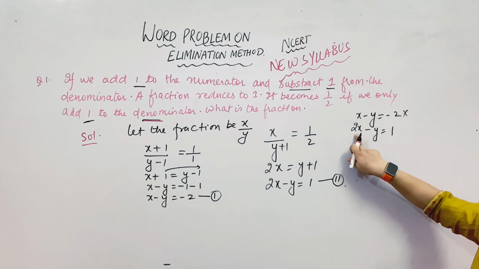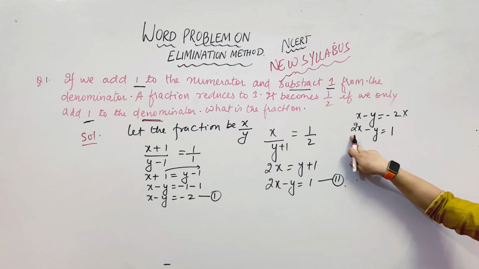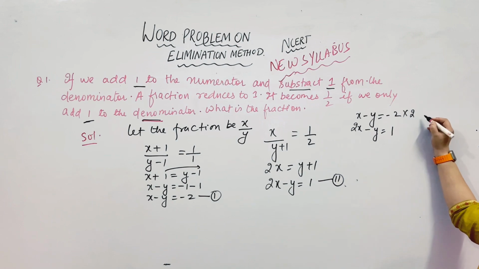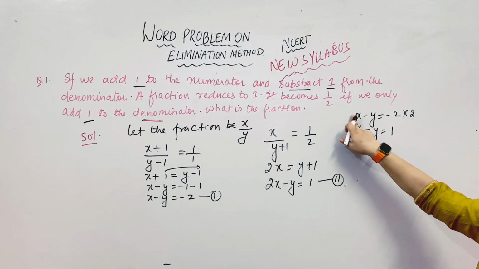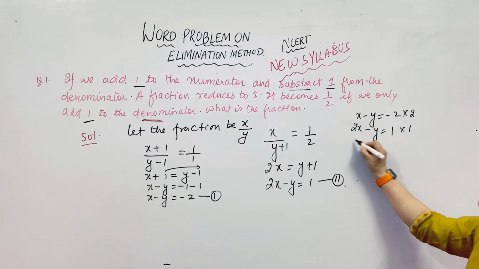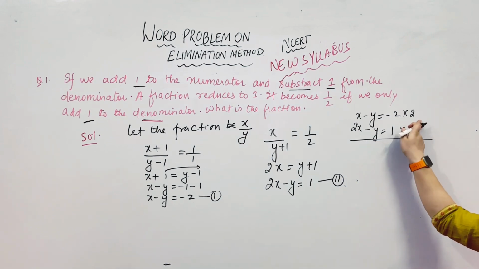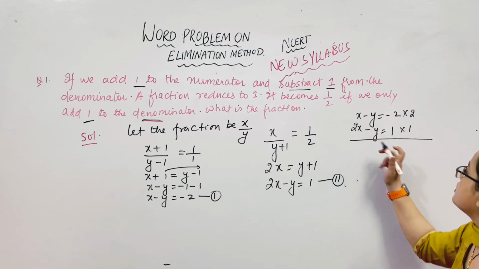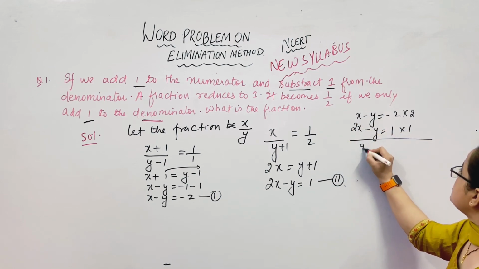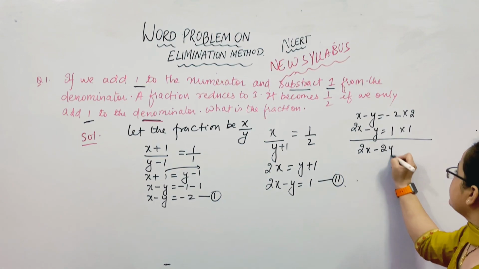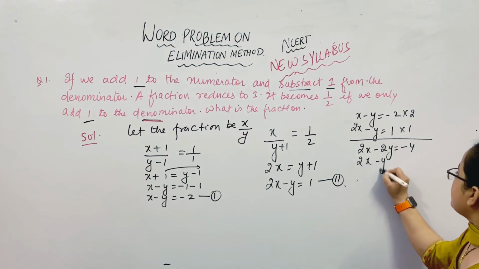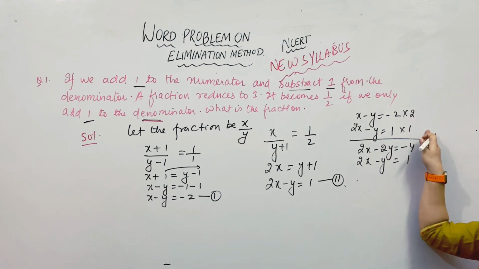So what I'll do, in the second equation, what is our coefficient of x? It is 2. I'll multiply it with 2 to the first equation. And in the first equation the coefficient is not written, that means it is 1. I will multiply the second equation by 1. Then I'll multiply 2 to all of the first equation and 1 to all of the second equation. So it becomes 2x minus 2y is equal to minus 4. 2x minus y is equal to 1. Second equation will remain the same.